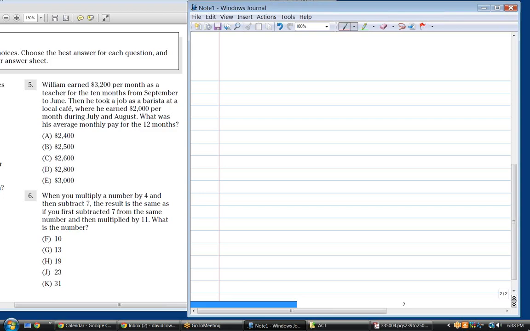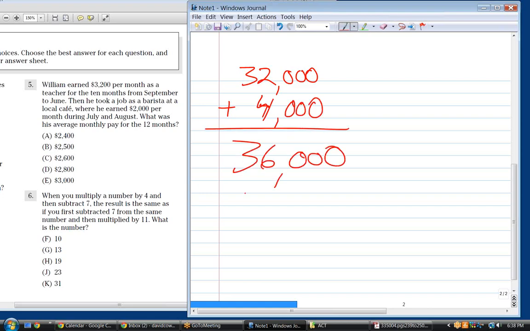His average monthly pay. Uh-huh. Okay, so you have to do 3,200 times 10 plus 2,000 times 2, and then add that and divide it by 12, so 3,000.